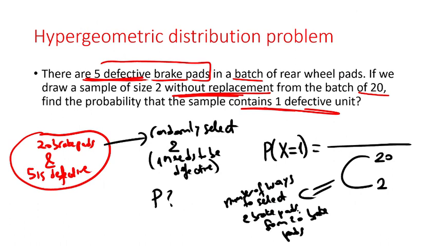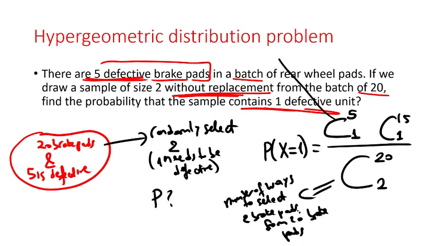Say that you numbered the brake pads. There's a number on it: number 1, number 2, number 3. So we have to know which brake pad we select. And I want one of them to be defective and one of them to be good. Since I have 5 defective ones in total, 1 should come from the 5 defective ones and the other one should come from the 15.